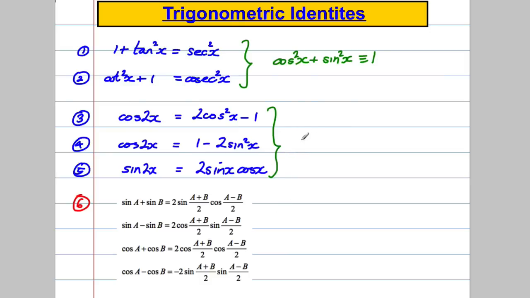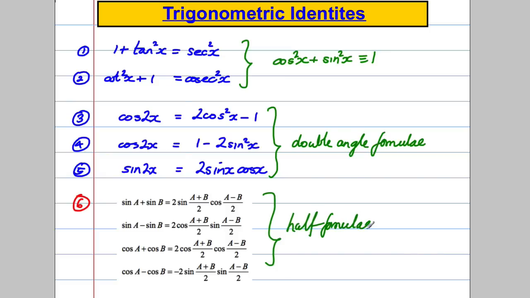These here are called the double angle formulae, and you should memorize them. And these here are called the half angle formulae, and you should know how to generate them, but you don't need to remember them. They're in the formula booklet, hence I've copied this off the formula booklet. So the half angle formulae.